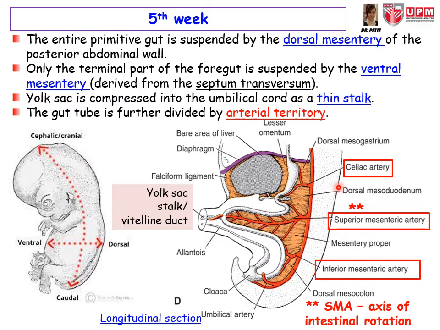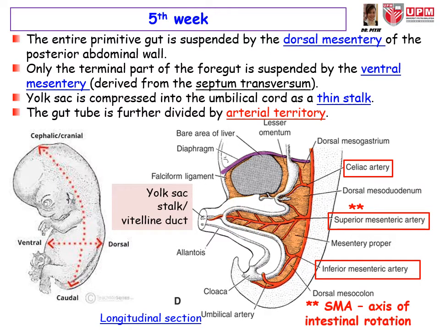In the longitudinal section through the 5-week-old embryo, we can see that here is the developing gut tube. Here is the rapidly growing midgut, which is forming a U-shaped primitive intestinal loop that has 2 limbs. Here is the vitelline duct connecting the midgut to the yolk sac. So the limb above the vitelline duct is called the cranial limb. The limb below the vitelline duct is called the caudal limb.